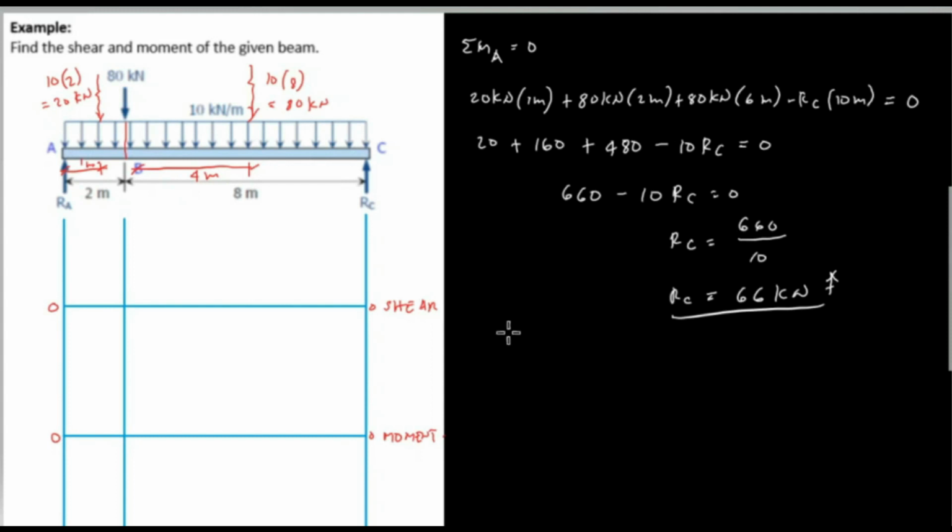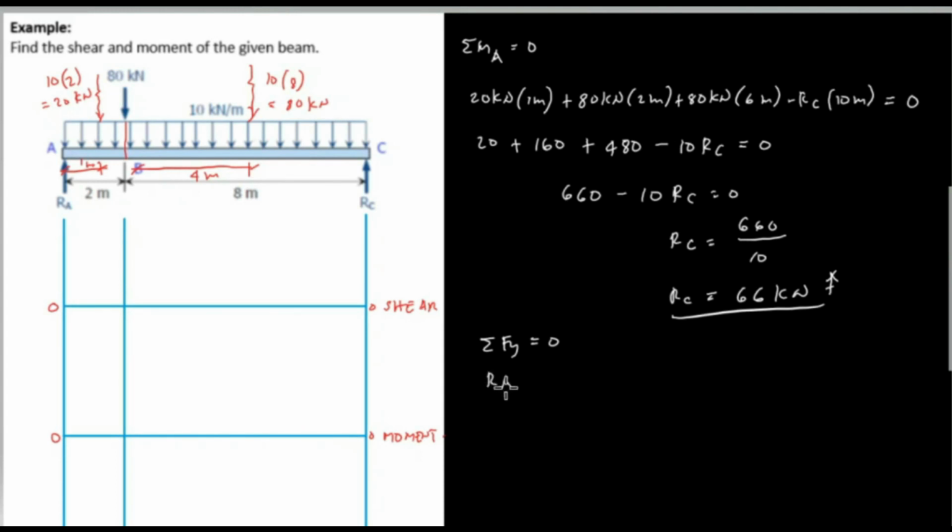Next, after the summation of moment, we can use the summation of forces along Y and equate it to 0. So all forces along Y, we sum up and equate it to 0. So we have RA, the unknown value.